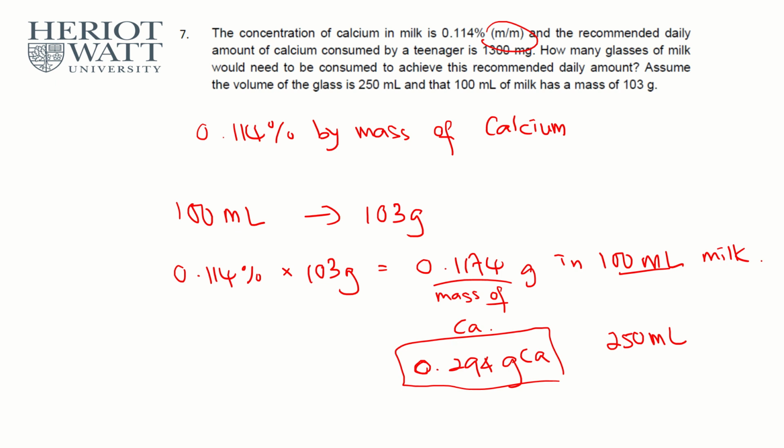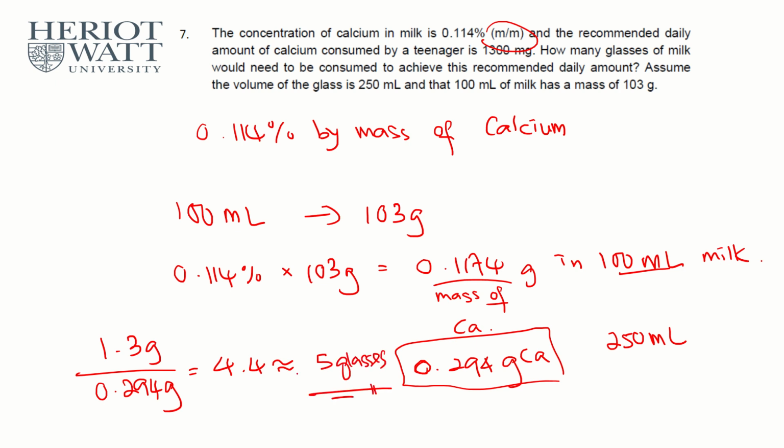And one day, we actually need 1,300 milligrams. Again, 1,300 milligram is equivalent to 1.3 grams. This is what we need, divided by 0.294 grams, the mass of calcium in one glass. Then we will know how many glasses. So the answer is 4.4 something. Okay, 4.4, which is approximately 5 glasses.